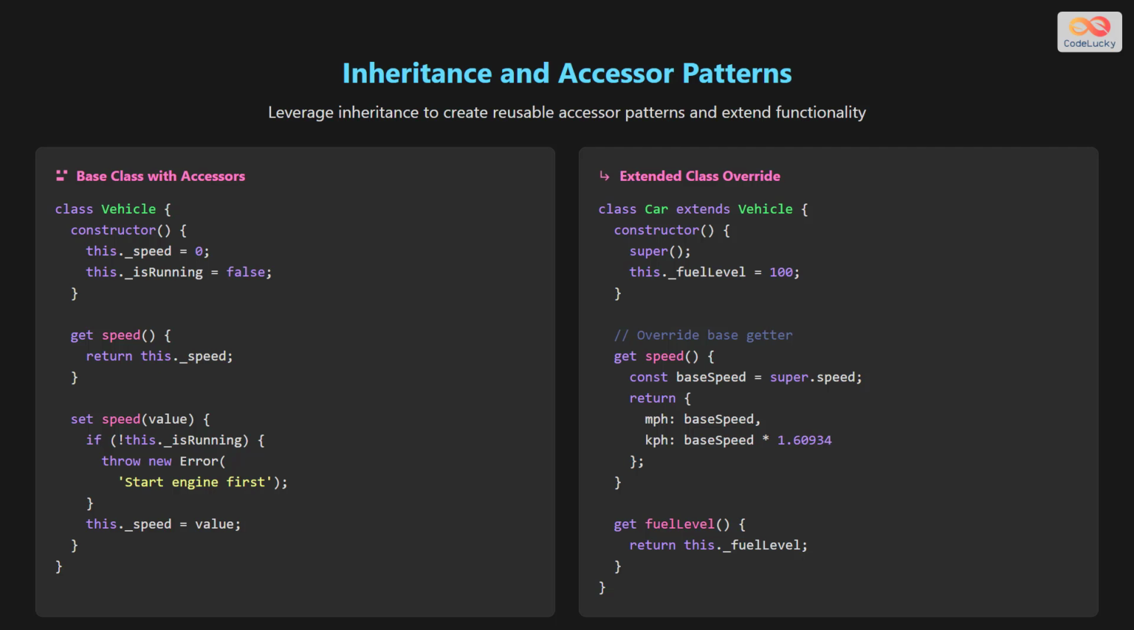Now we will extend this base class with a Car class, overriding the base speed property. This shows how inherited accessors can be customized. The child class also has fuelLevel as a new property with the getter method to access it.